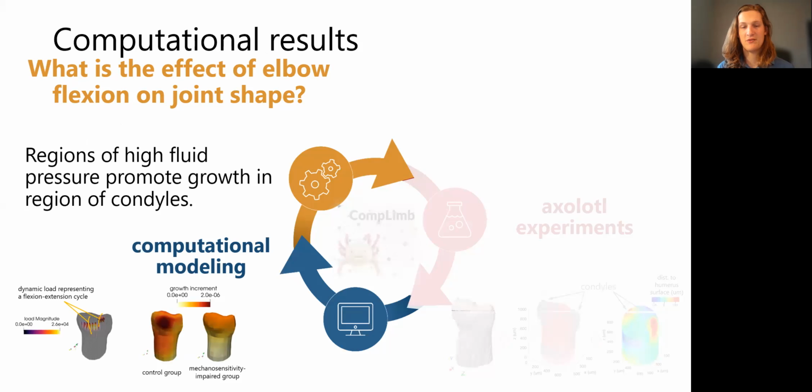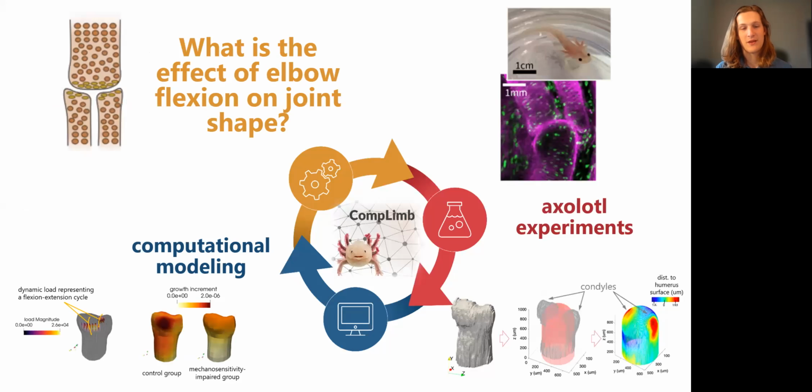Computational modeling was then used to identify what type of mechanical stimuli might affect joint shape and growth through a poroelastic model. Local tissue growth promoted by compressive fluid pressure due to loading was able to accurately predict the joint shapes in the axolotl experiments. In order to investigate how mechanics affect joint shaping and development, axolotl experiments were carried out highlighting differences between blocked mechanosensitivity and controlled joint formation through quantifying proliferative cell growth and shape analysis.